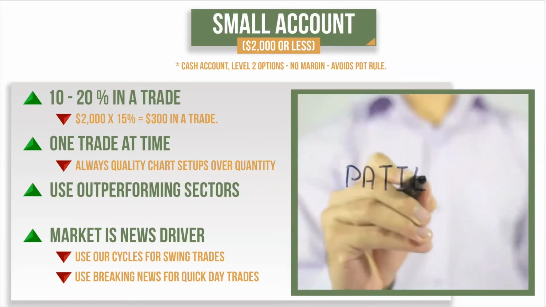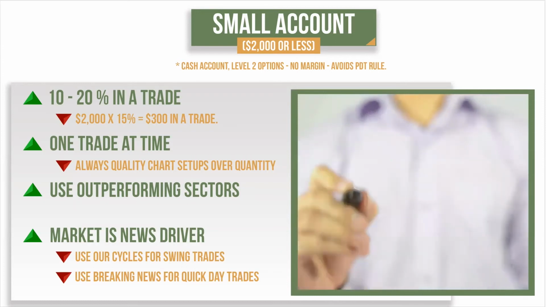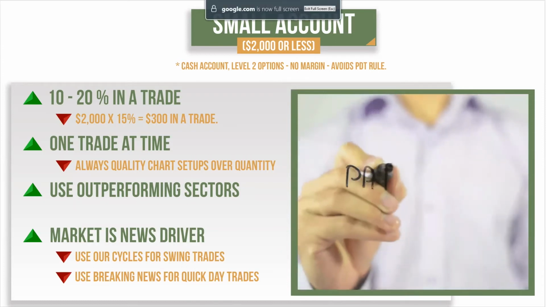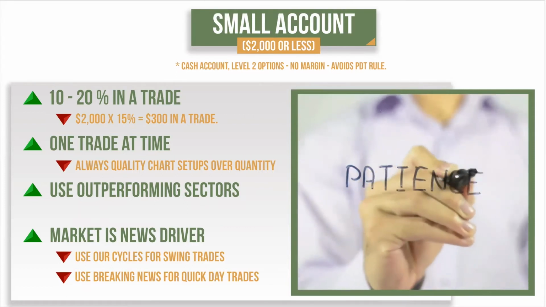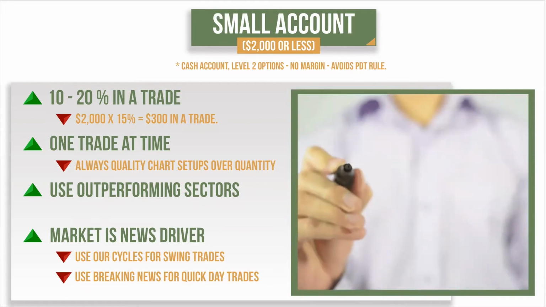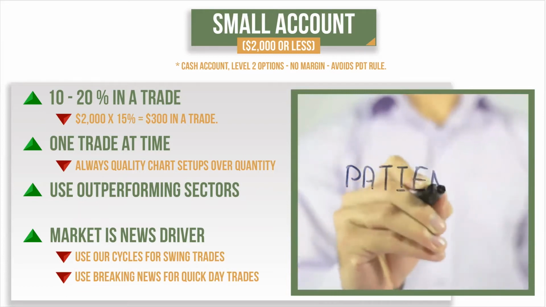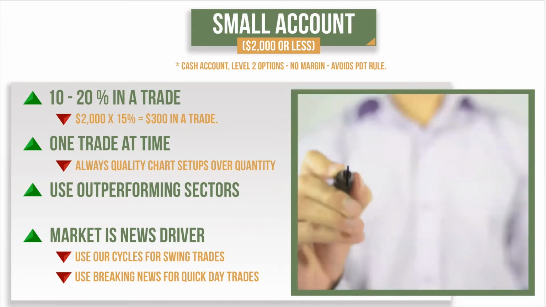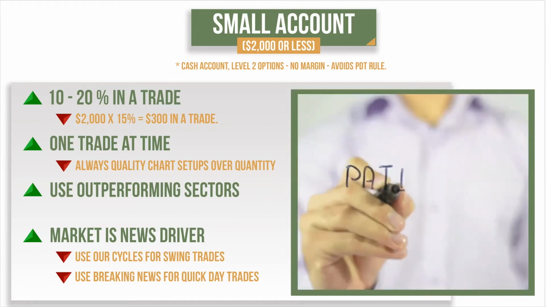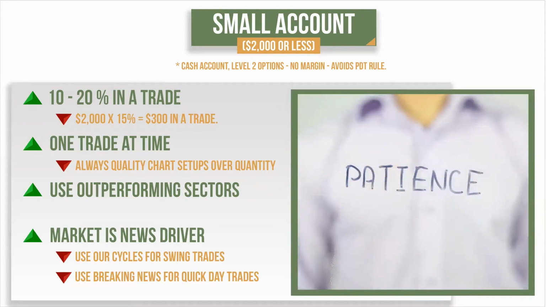All right, so let's go over this now. For a small account, $2,000 or less, you're really looking for anything 10 to 20% into a trade. If you put 10% in on a $2,000 account, that's about $200, and most options, especially if you're trading on Monday and Tuesday and getting that weekly expiration, are going to be expensive because you still have theta, or time value, in those option premiums.